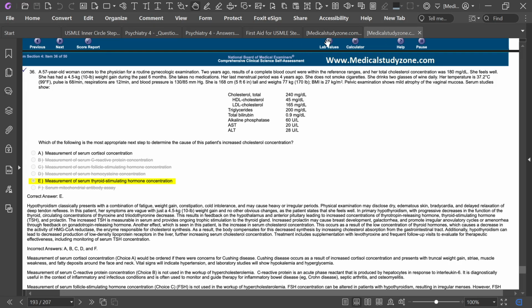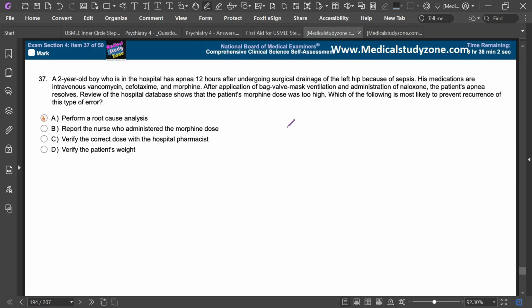A 2-year-old boy who is in the hospital has apnea 12 hours after undergoing surgical drainage of the left hip because of sepsis. His medications are IV vancomycin, cefotaxime, and morphine. After application of bag valve mask ventilation and administration of naloxone, the patient's apnea resolves. Review of the hospital database shows that the patient's morphine dose was too high. Which of the following is most likely to prevent recurrence of this type of error?